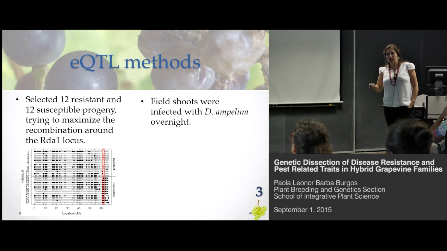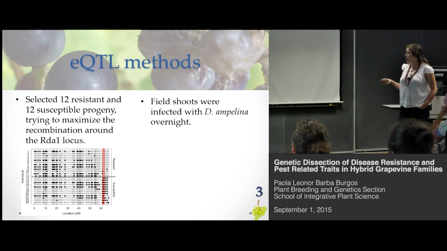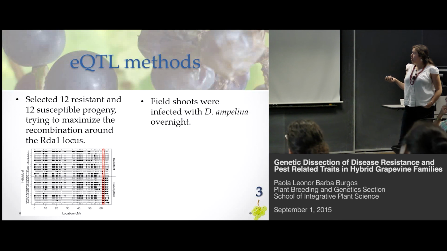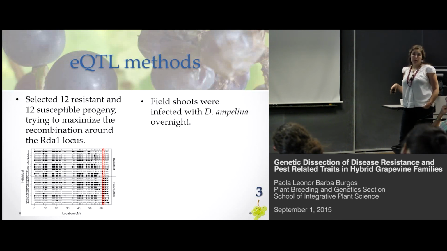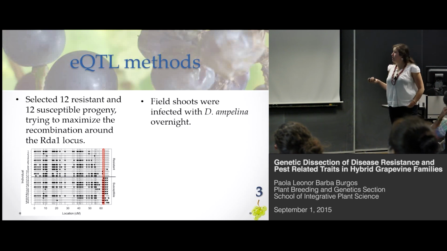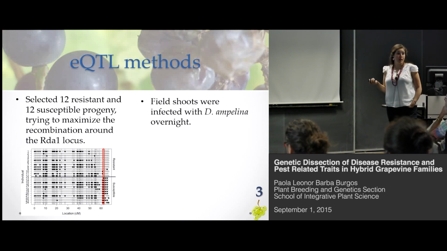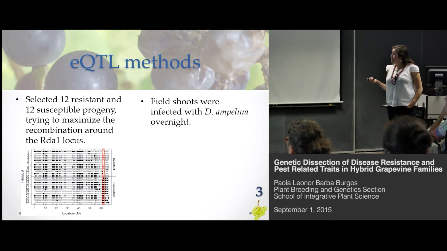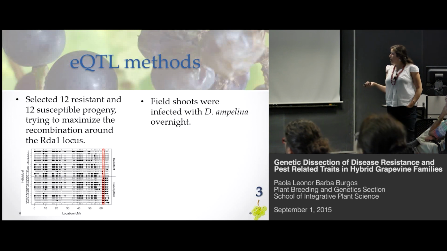But given the high LOD that we saw before, we thought that maybe if we select a specific progeny, we can still get something that is significant. So what we did was to select 12 resistant and 12 susceptible progeny. Because we already have the genetic maps, we maximized the recombination around the RD1 locus. This is what we selected. We infected shoots in the field with Diaporthe ampelina overnight.